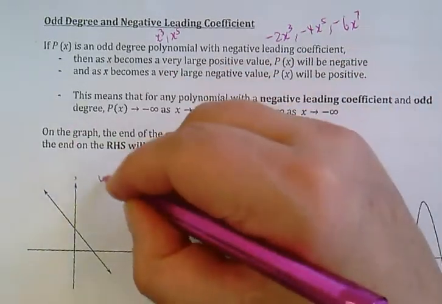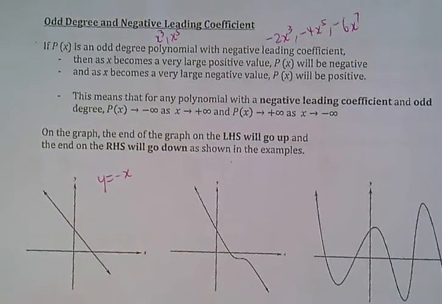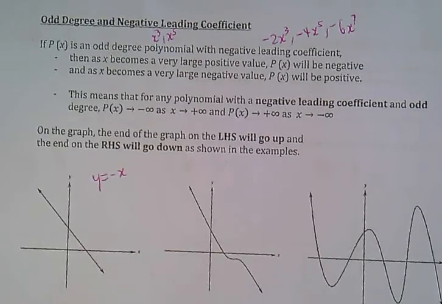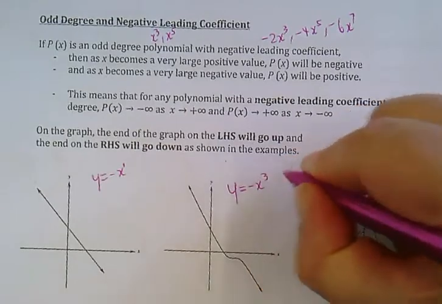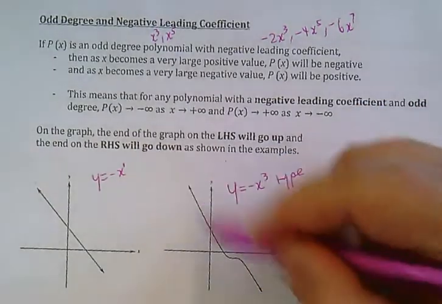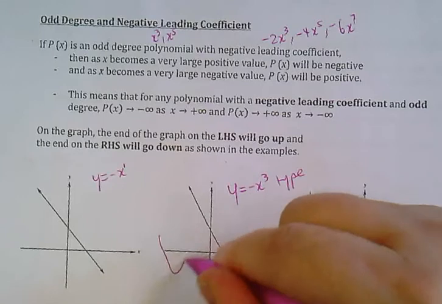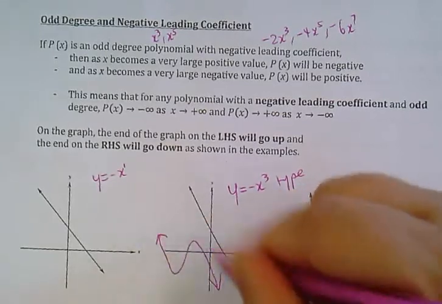How do you know? You just think of the gradient of a negative line. That's an odd power. This is an odd power. This one's actually the graph of y equals negative x cubed, but you can also draw this type of graph there as well.